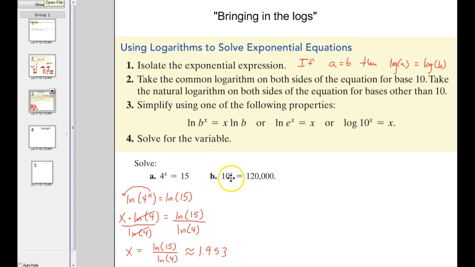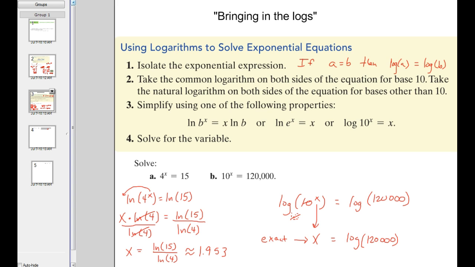Alright, this second one has 10 to the x equals 120,000. So this is where I would just use the common log. If it's 10 to the x, the log and the 10 to the x and the common log wipe each other out, and you just end up with x. So in this case, I'm going to take the common log of both sides. And remember, common log is base 10. So that 10 and that 10 and really that log all go away, and I end up with just the x is the only thing that's left. So there's the exact answer, the log of 120,000.